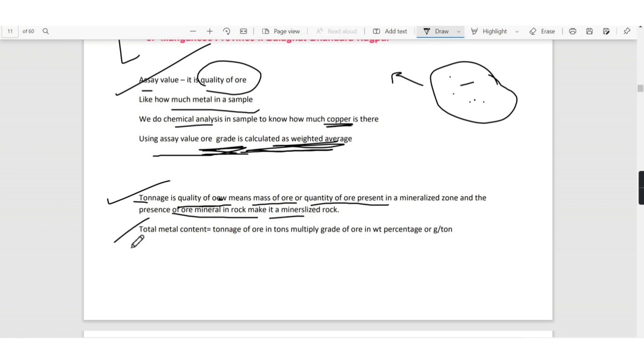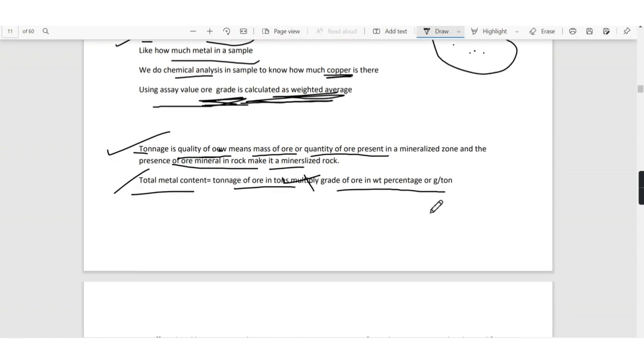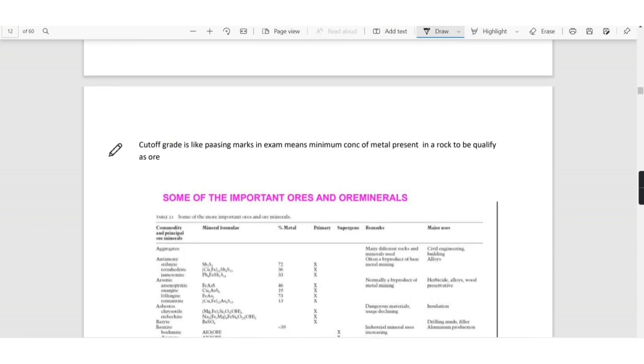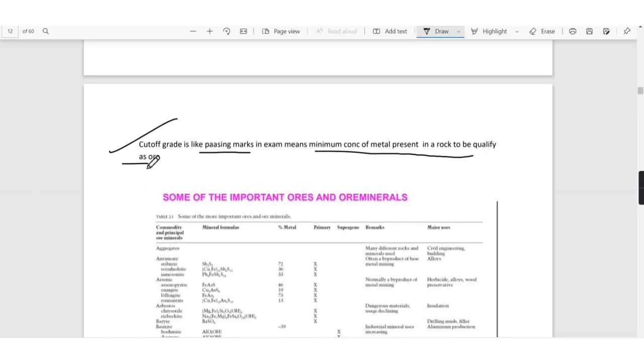Then comes the term total metal content. It is the tonnage of ore in tons multiplied by the grade of ore in weight percentage or gram per ton. What is cutoff grade? Cutoff grade is just like the passing marks in an exam. It means the minimum concentration of metal present in a rock to be qualified as an ore.